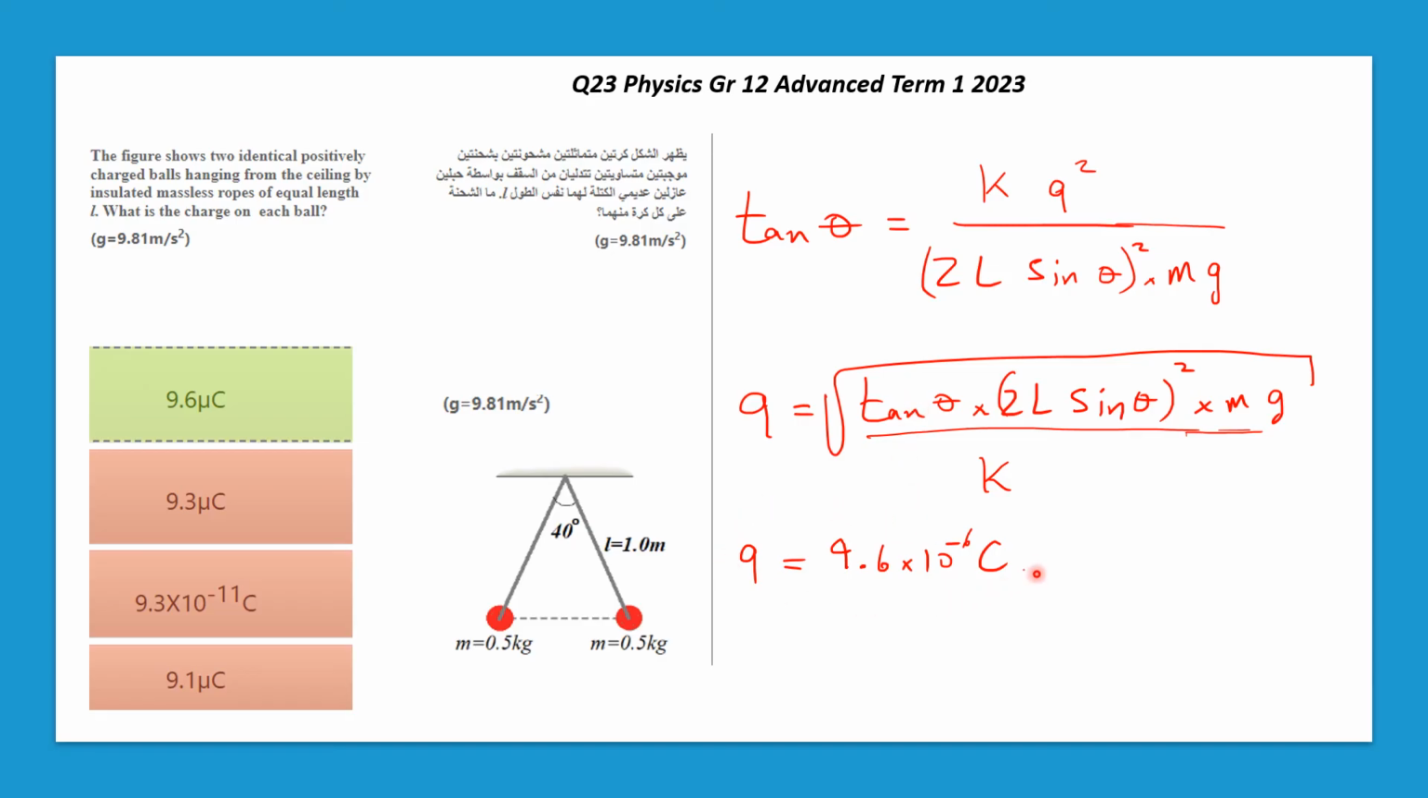The charge that you'll get at the end when applying these numbers on the calculator is 9.6 by 10 to the power of minus 6 coulomb, or microcoulomb, and answer A is the correct one.